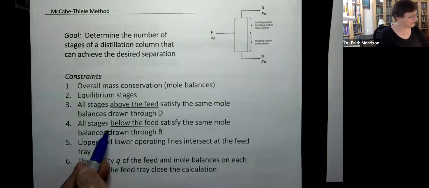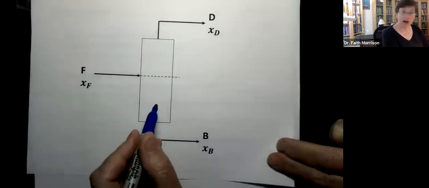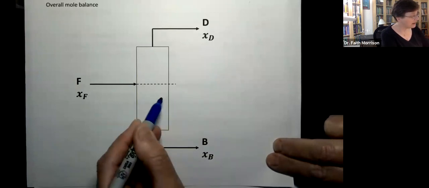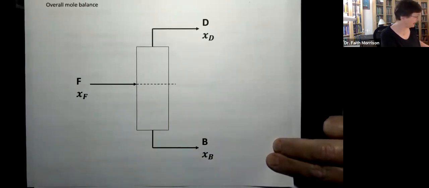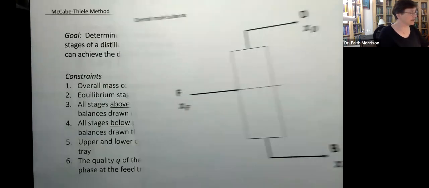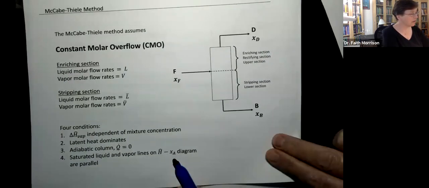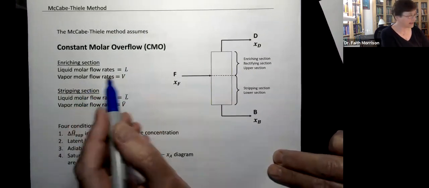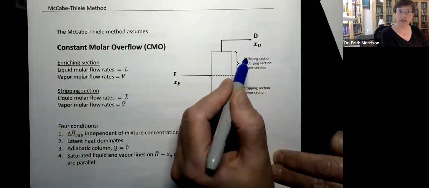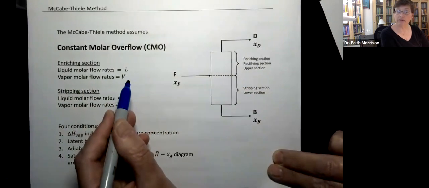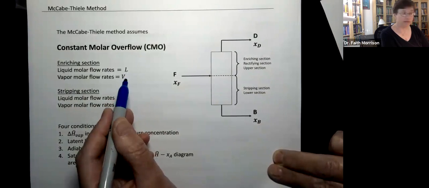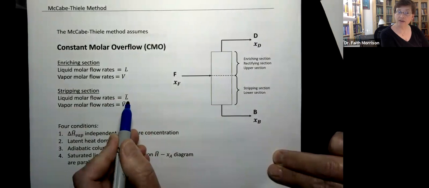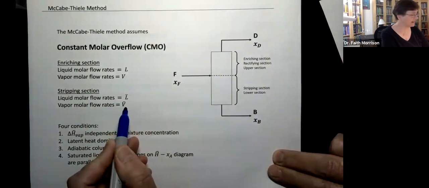And then below the feed, where they have the L bar and the V bar, we can do a single balance below the feed. So that is a reflection of this constant molar overflow assumption that's part of the McCabe-Thiele diagram that says in the enriching section, the upper section, there'll be this single value of the liquid flow rate and a single value of the vapor flow rate. And in the stripping section below the feed, there'll be a single value of the liquid flow rate and a single value of the vapor flow rate.